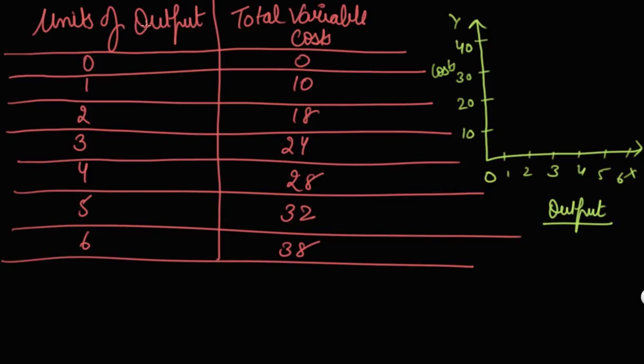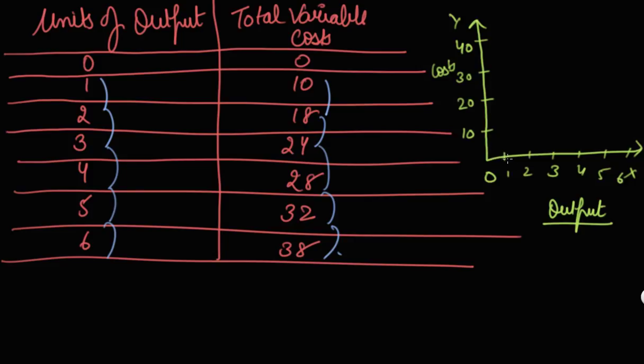See, this is the table which is showing your units of output, that is 0, 1, 2, 3, 4, 5, 6, and this is the column which is showing you the total variable cost. See, as your output has increased from 1 to 2, your total variable cost will also increase, because if you increase your output, you definitely require more raw material. So as your output increases, your variable cost will also increase. Now from 2 to 3 it has increased, now 3 to 4 it has increased. So it is increasing. Let us plot it on a graph.